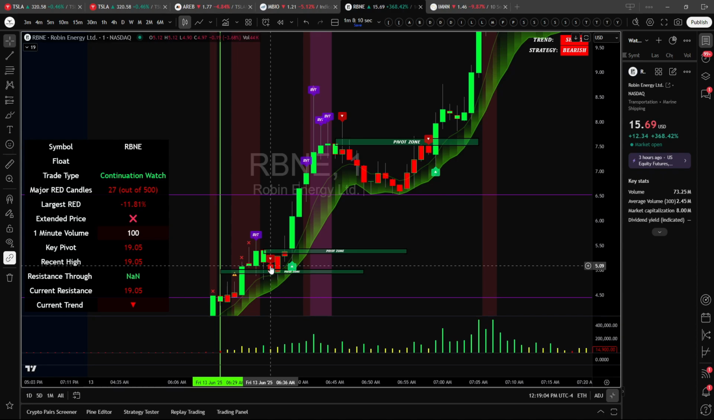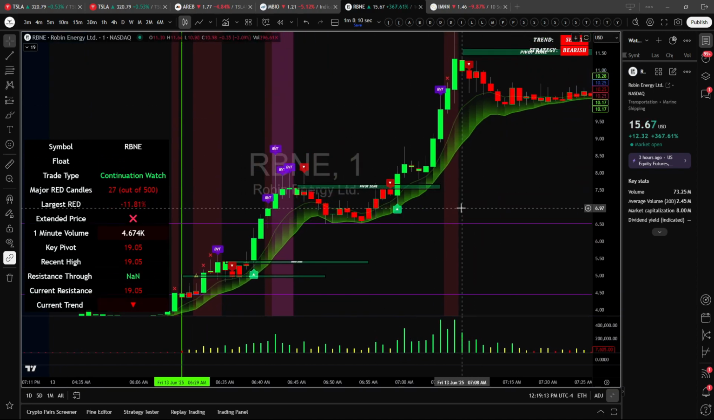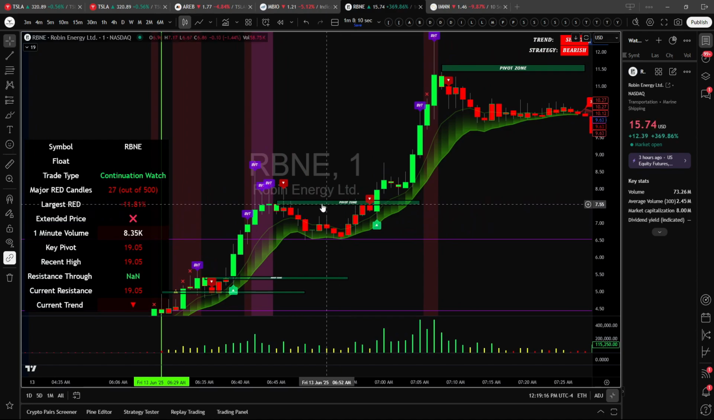So if you're in down here, you took profit on this move, maybe you're using this trend zone to stay in your trade for a longer move. And sure enough, it would have worked out for you in RBNE. We'll go over exactly how well it worked out. But this is another pivot zone being formed here.